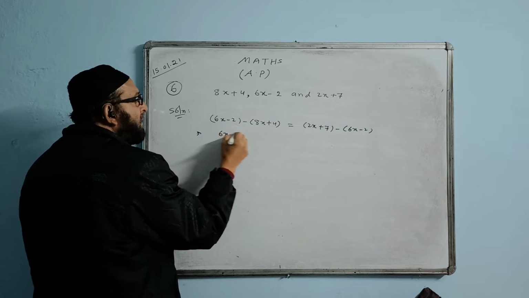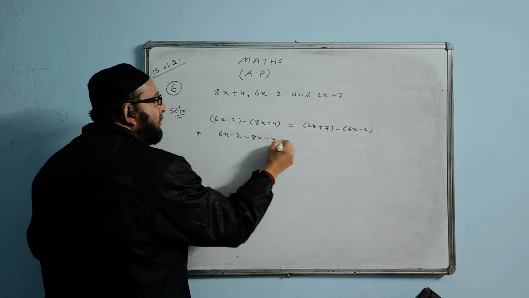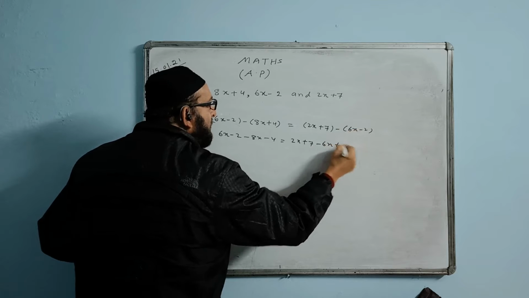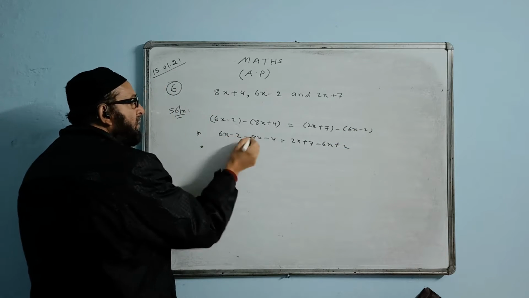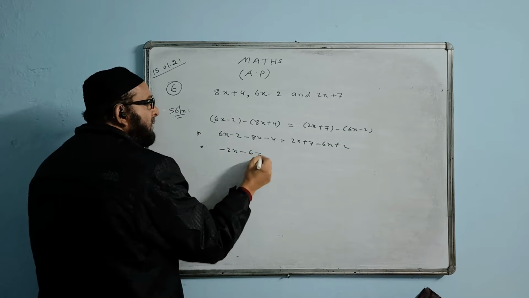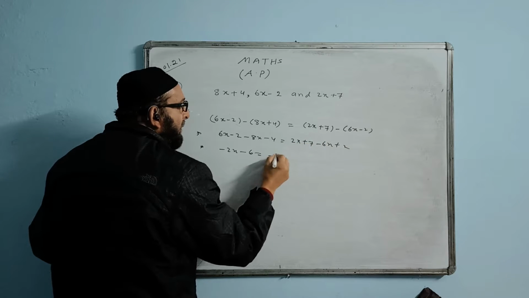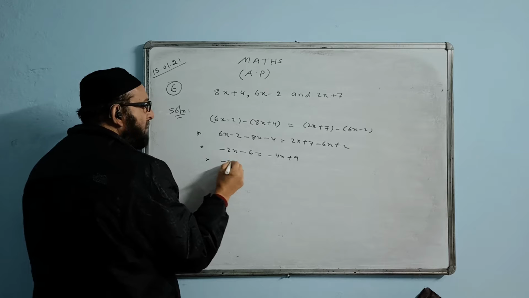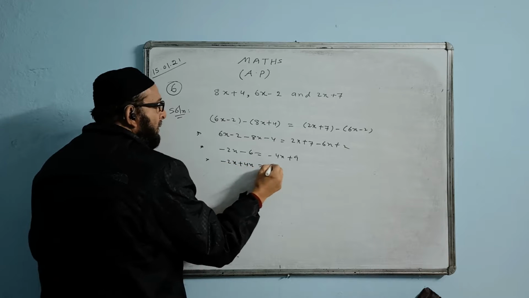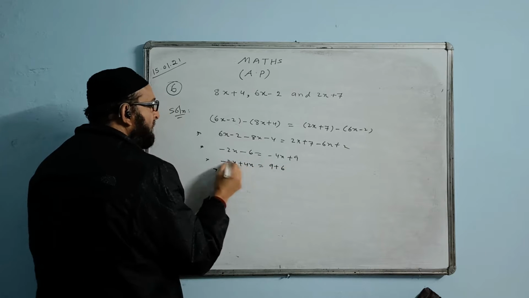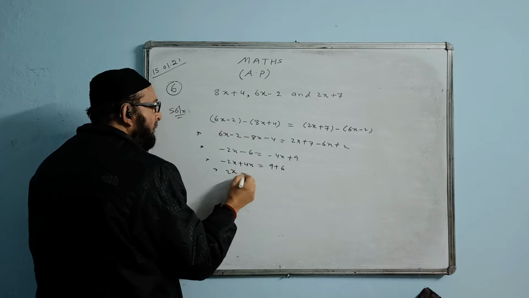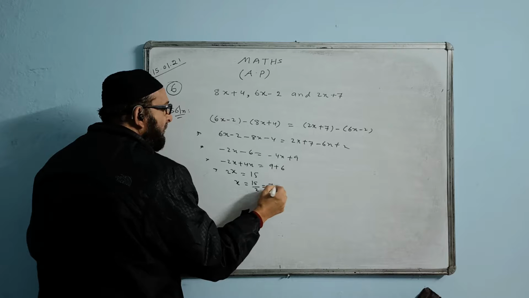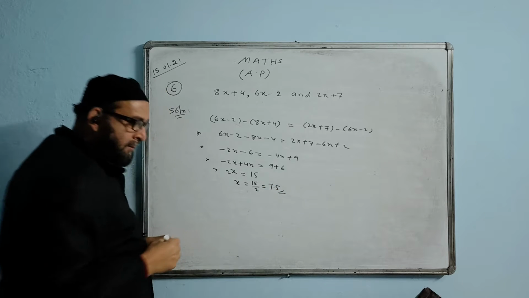Open the brackets: you get 6x minus 2 minus 8x minus 4, and 2x plus 7 minus 6x plus 2. Now get the answer, it's easy. This side is minus 2x minus 6. This side is minus 4x plus 9. Bringing terms across, minus 2x plus 4x, and 9 plus 6. 4x minus 2x is 2x, equal to 15. Therefore x is 15 by 2, or 7.5. This is the answer.